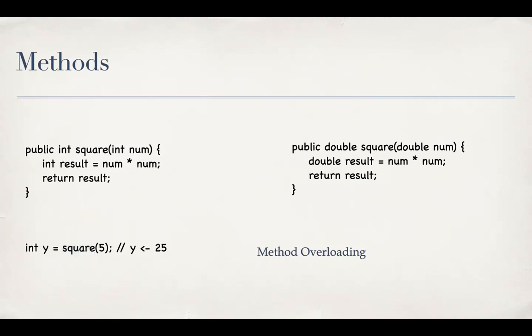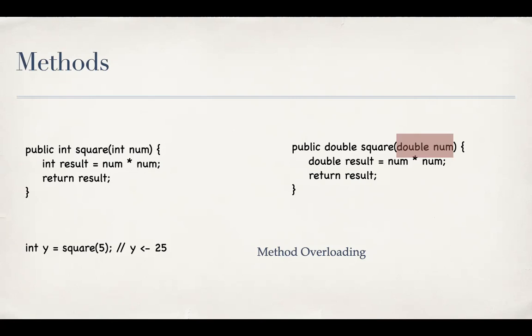Now let's look at method overloading. Overloading means a method having the same name but different formal parameters. In this case, we have the method square in both places, but they differ in their parameter list. One of them has int, another one has double.